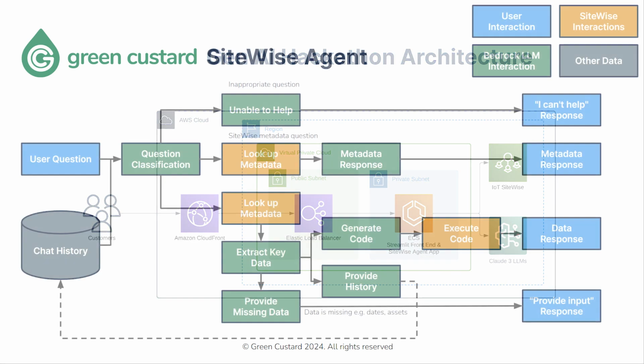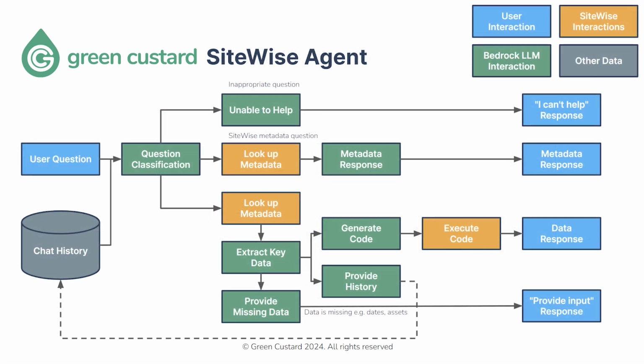The next slide will show some of the architecture that we use. So it's not as simple as it might look. There's a lot of classification of the questions into the different types, metadata, one that you can't help with or one that's SiteWise. And from there, it does the appropriate thing and generates the appropriate response for the user. And actually, it turns out to be a really good user experience. It also maintains a chat history for those cases where you don't provide all the data.